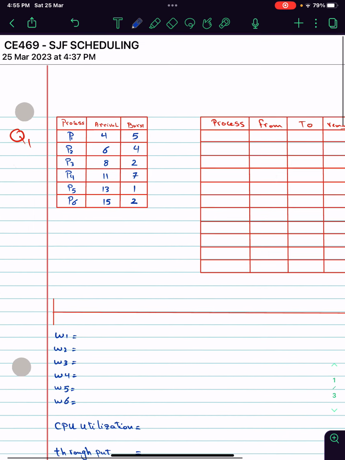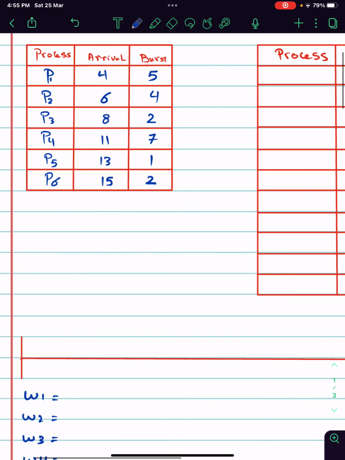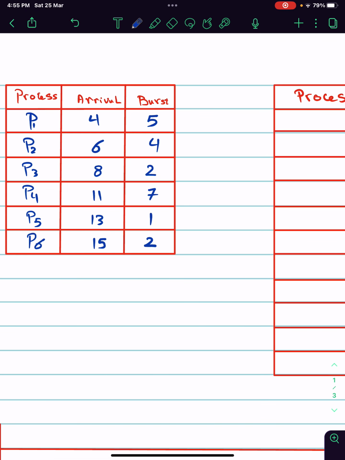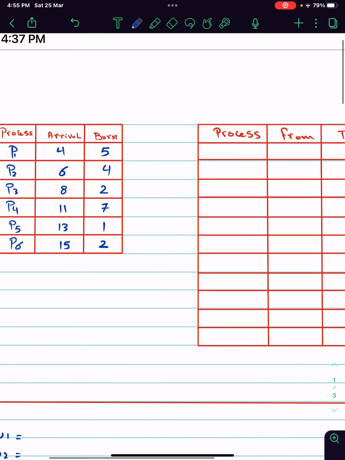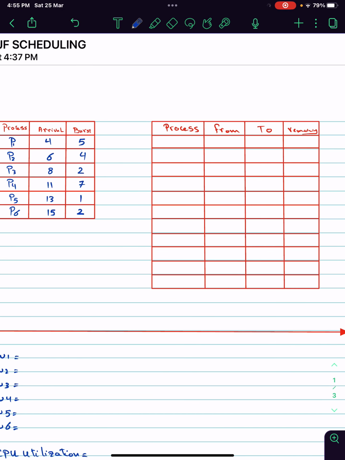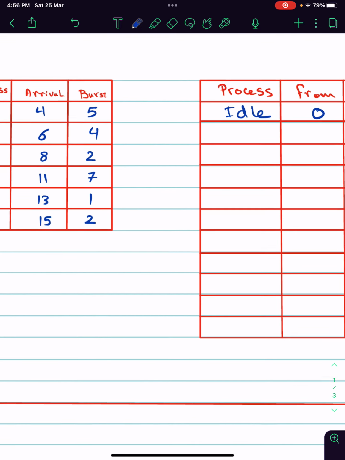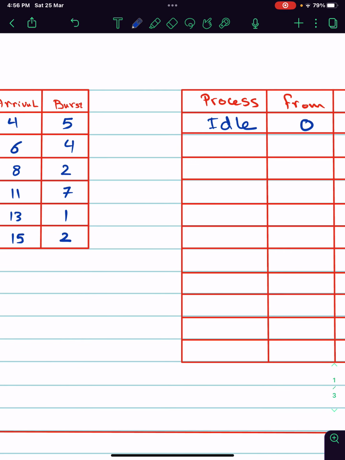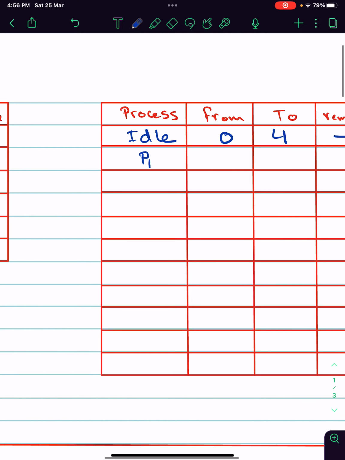Here it is. So I have here this table, the processes, the arrival times, and the bursts. Let's do that. As you can see, the very first arrival is at time 4. So again, from time 0 to time 4, there is no process, of course, because this is idle. All right. And then we have process 1 that arrives at time 4, right?